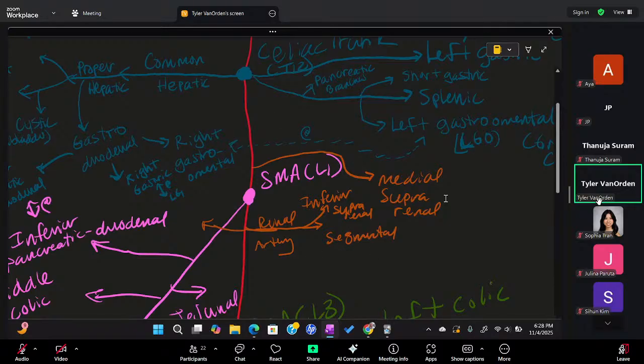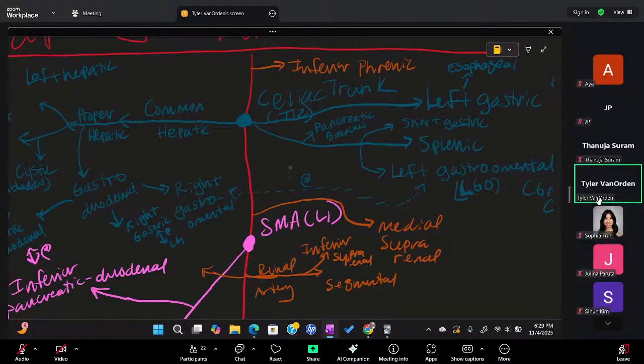So you might have been asking yourself, okay, we have an inferior suprarenal, medial suprarenal. Where's the superior? This one's really annoying, and I'm not going to draw it, but maybe I will do a dotted line. That inferior phrenic gives off the superior suprarenal.